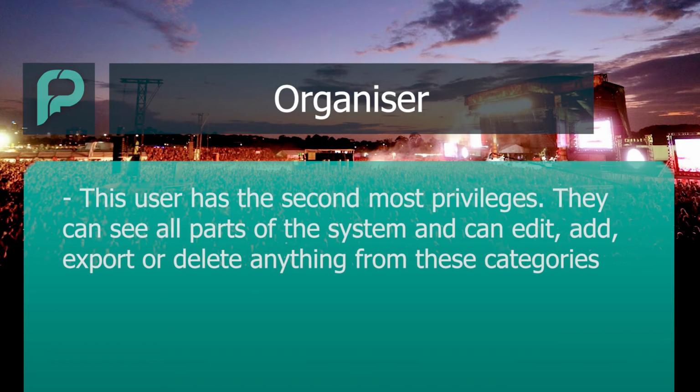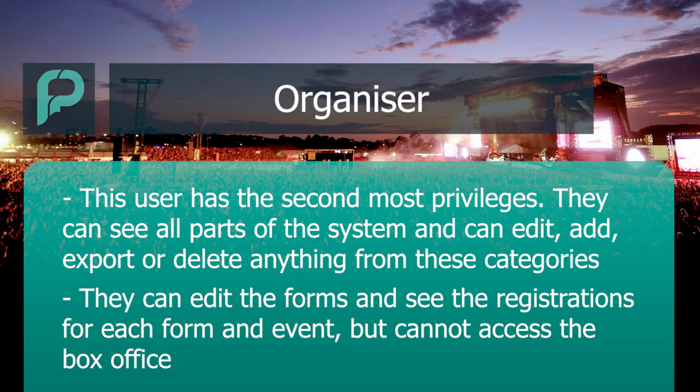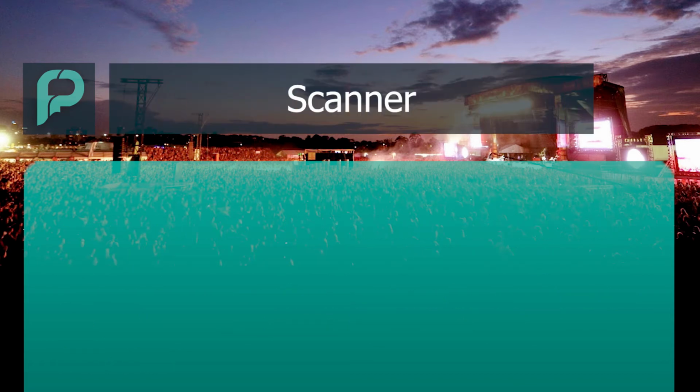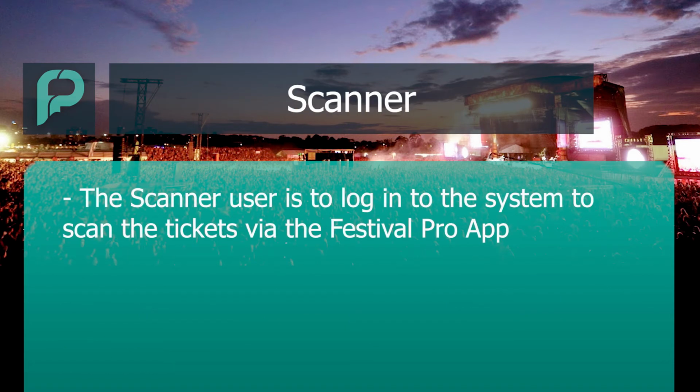An organizer has the second most privileges in the system. They can edit, add, export, or delete anything from the system, but they won't be able to access the box office or the configuration. A scanner is the user you'll need to create when somebody is scanning tickets via the Festival Pro app.